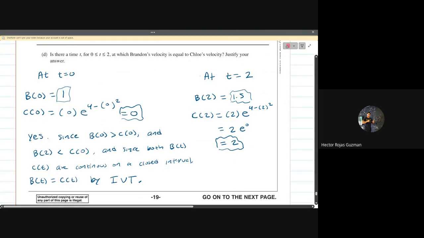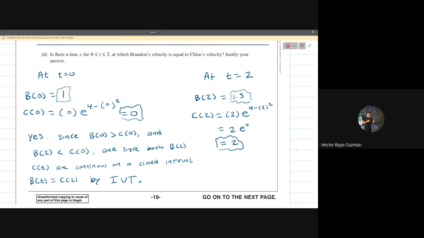Think about the explanation for a bit. If Brandon started with a greater velocity, and then later at some random time, Chloe has a greater velocity, and these functions are continuous, they must have intersected at some point. And I'll even give you a graphical explanation for this. Brandon started at 1, and he ended at 1.5. Chloe started at 0, and she ended at 2. And because the functions are continuous, at some point, they must have been equal to each other. At least once. There could have been more times, but they will be equal to each other.